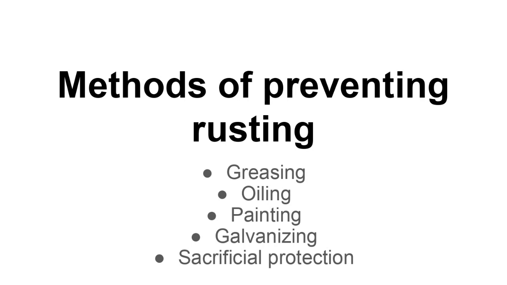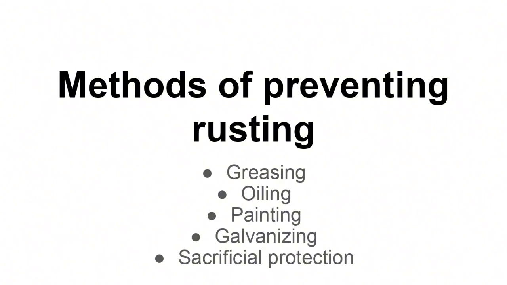Another method is sacrificial protection. Now, it is whereby blocks of a more reactive metal like magnesium are attached to an iron object or structure using a conductor. The more reactive metal corrodes in place of iron. This method is applied normally in ships, water pipes, or oil pipes.